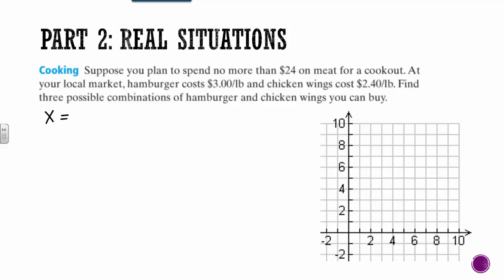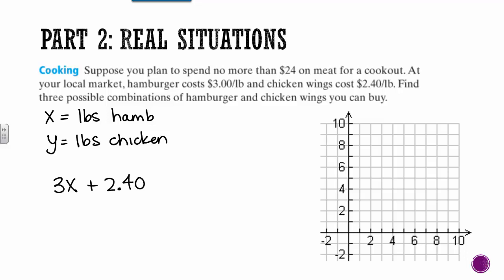I have pounds of hamburger and pounds of chicken. So I know each pound of hamburger cost me $3 and each pound of chicken cost me $2.40, and I can spend no more than $24. So I can spend less than 24 or exactly 24 for my chicken and hamburger. Oops, we need a Y on here.